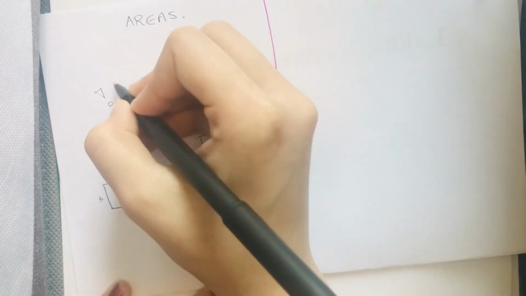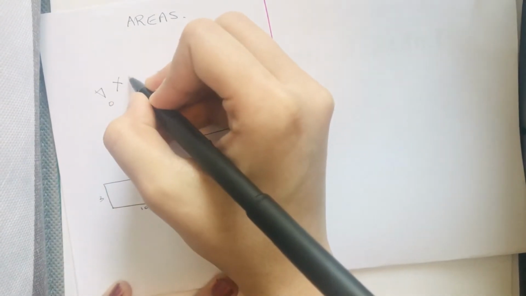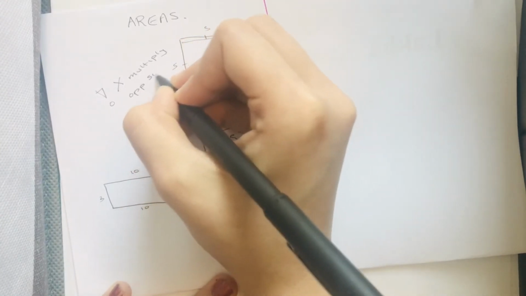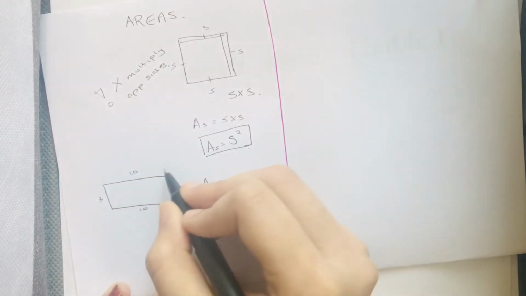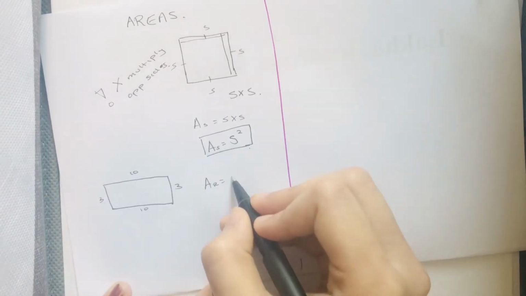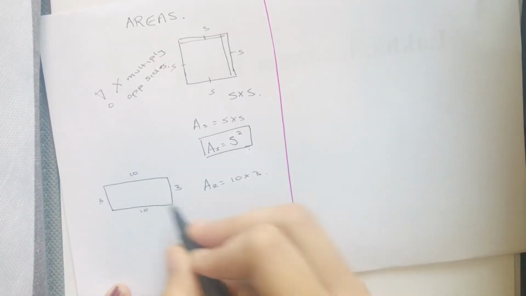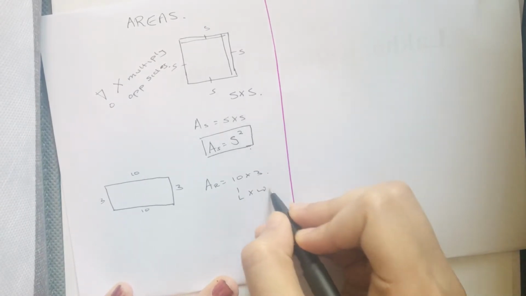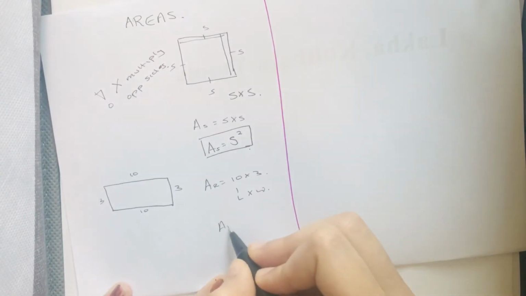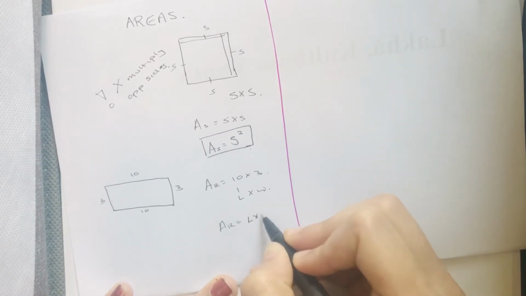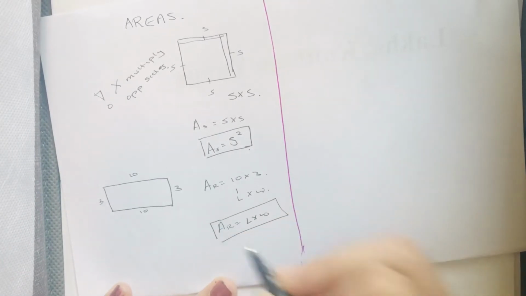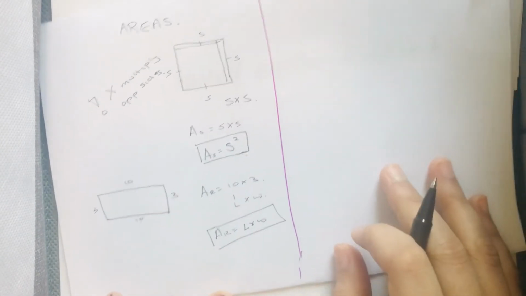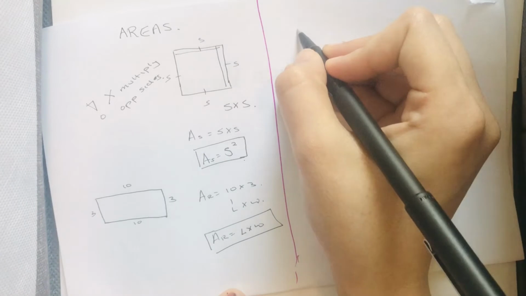Caution, do not multiply opposite sides. Rather, multiply adjacent sides. So 10 times 3. But one of them is length and the other is width. Okay? So area of a rectangle is equal to length times width. Now you know how to find the area of a square. Now you know how to find the area of a rectangle. Let's move on to a triangle.